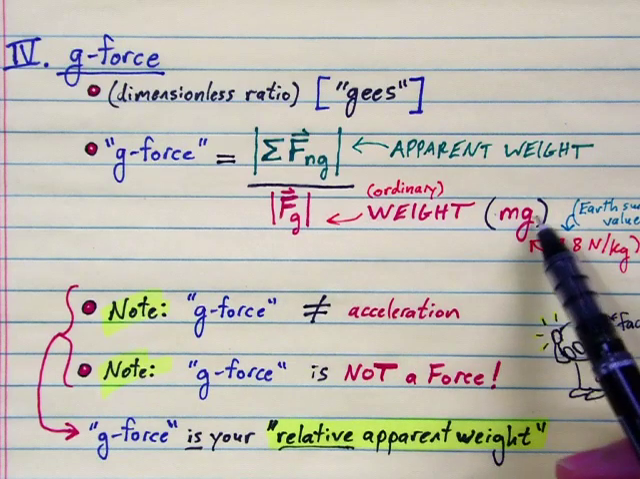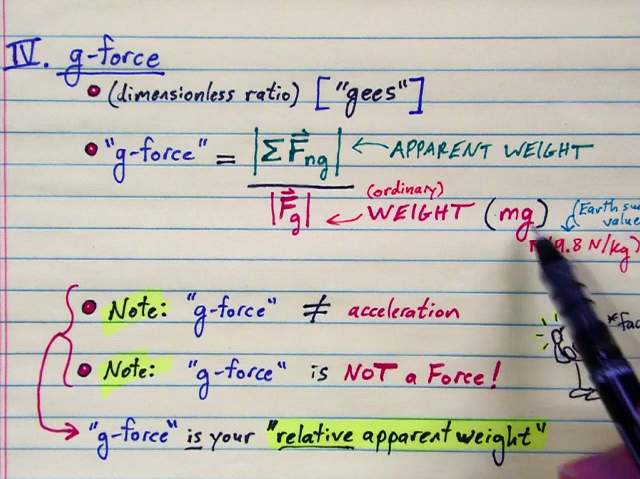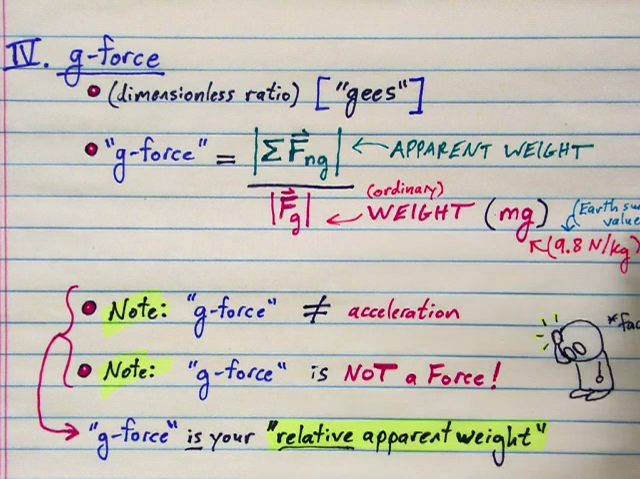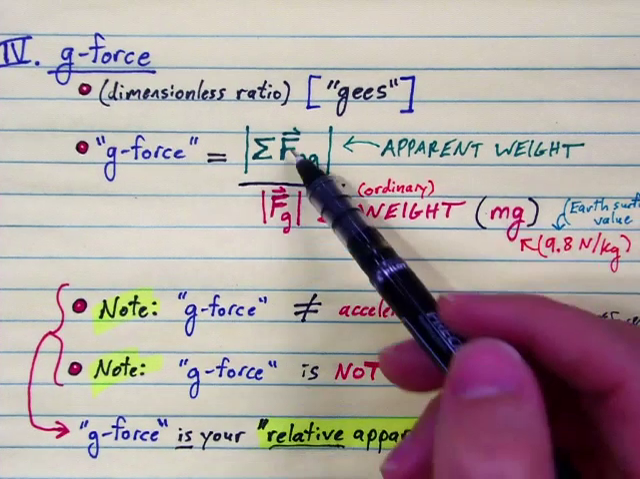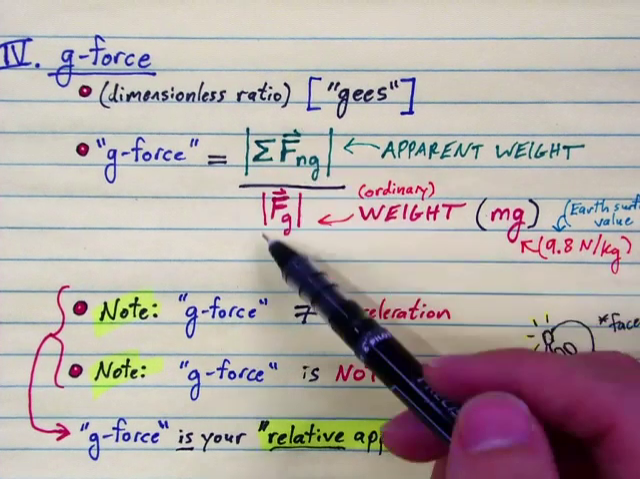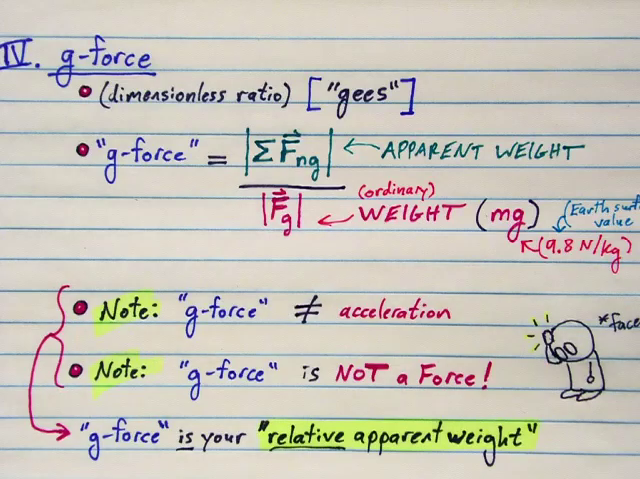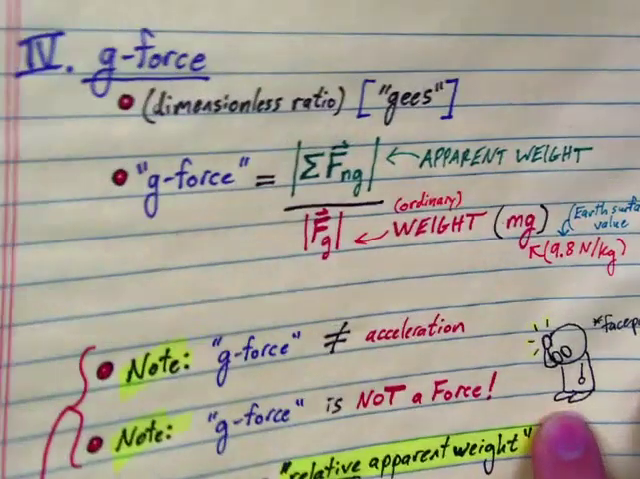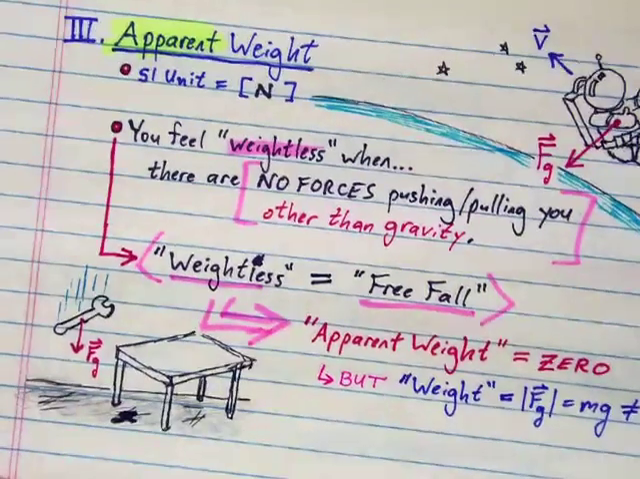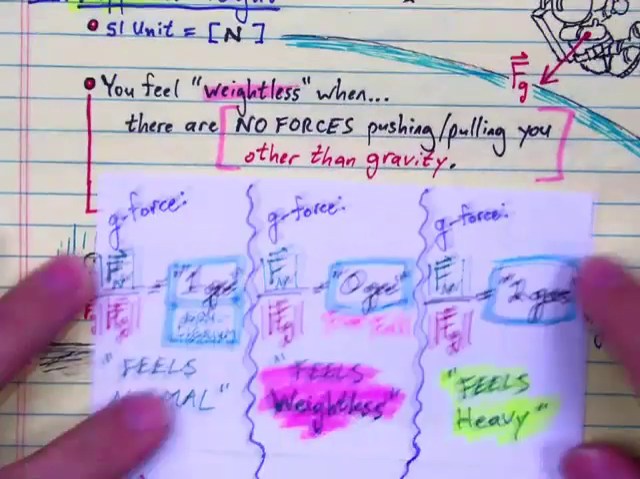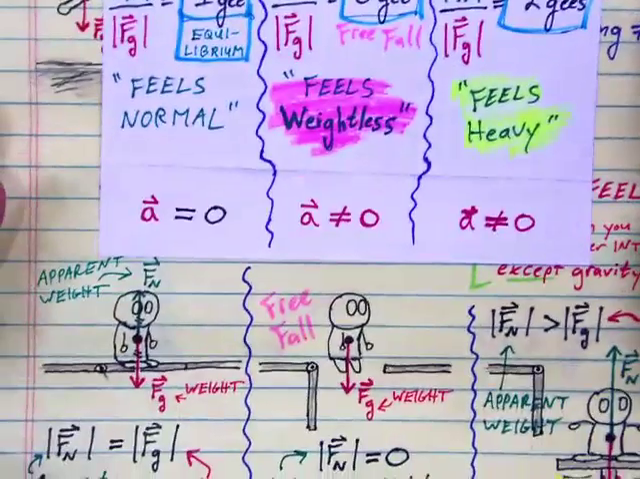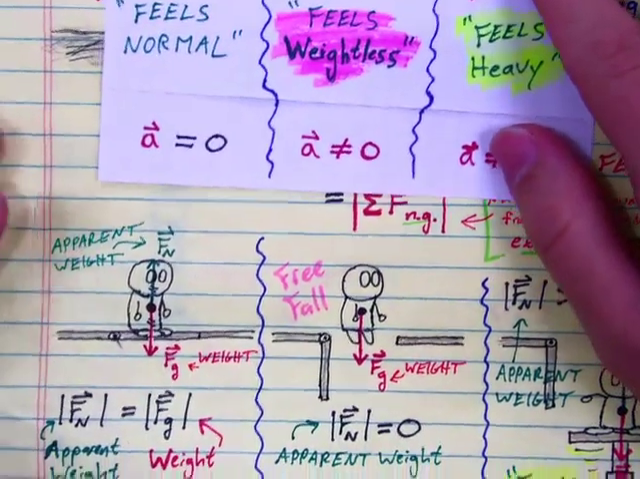So you would use 9.8 newtons per kilogram for little g right here, the ordinary value of little g near the surface of the Earth. That ratio is what we call the g-force. So let's use this concept of g-force to look at those 3 scenarios from before.